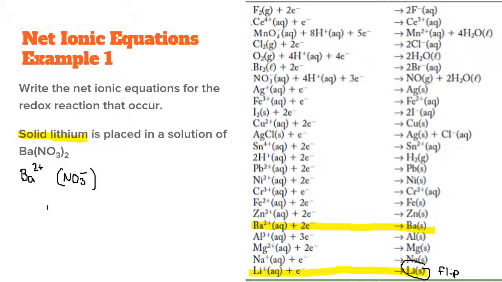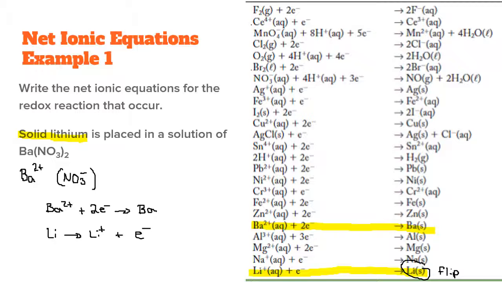So we have barium 2+ plus 2 electrons yielding solid barium. And then our other reaction we're going to flip and give us lithium with a +1 charge. Nope, just solid lithium reacting to form lithium with a +1 charge and 1 electron.